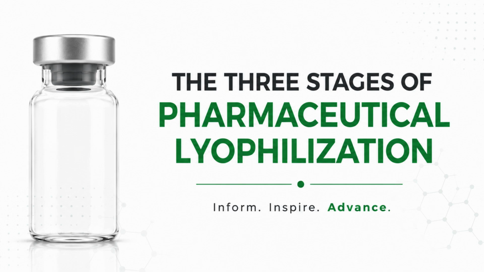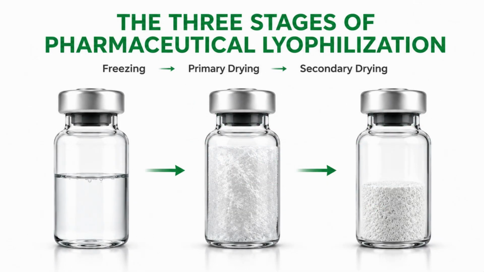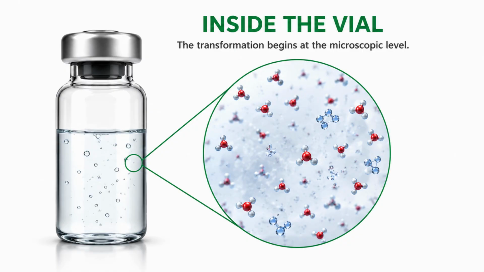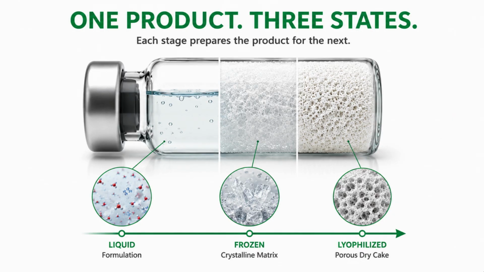Every successful pharmaceutical lyophilization cycle follows the same three-stage process. Whether you're manufacturing a monoclonal antibody, a vaccine, a peptide, or a diagnostic reagent, every product moves through the same sequence: freezing, primary drying, and secondary drying. Each stage has a different objective, but together they transform a liquid formulation into a stable pharmaceutical product that can be stored for months or even years. Understanding these three stages provides the foundation for everything else in pharmaceutical freeze-drying.